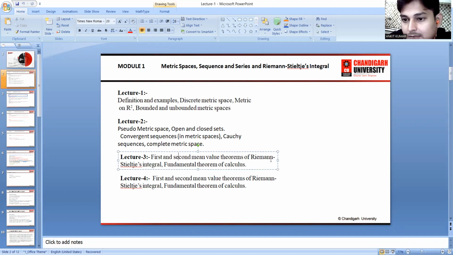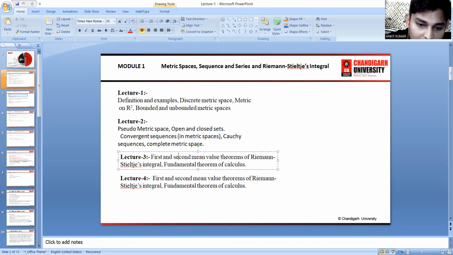partition of the interval, division of the interval, subintervals, and the upper and lower Riemann sums. Based on these, we will cover the upper Riemann integral and the lower Riemann integral. So upper Riemann integrability and lower Riemann integrability we will cover in this lecture. And lecture 4, the first and second mean value theorems.